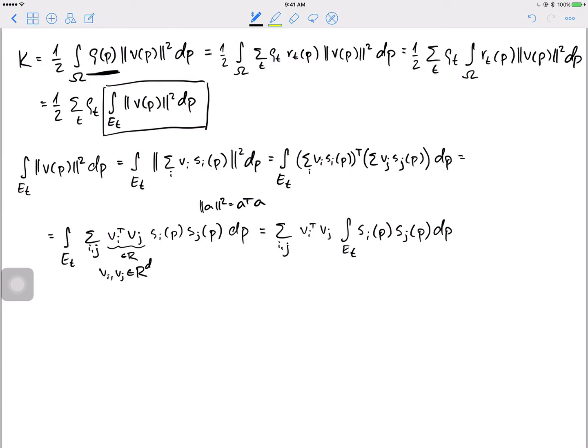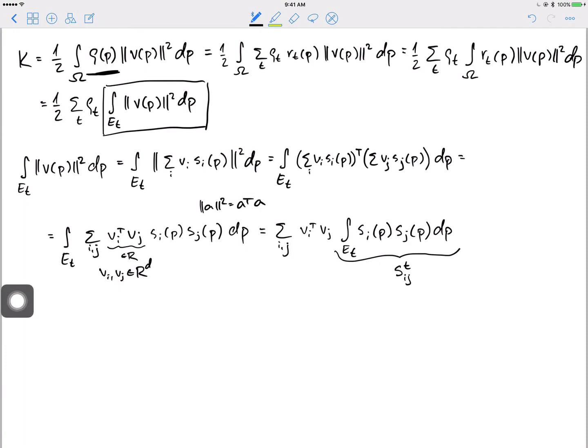Do you agree? Cool. So this thing no longer depends on my velocity samples. This depends just on the geometry. It depends on the geometry of the triangle or tetrahedron and on the particular shape functions. So this doesn't care about the velocities of the object. So we can pre-compute this, and we can call this Sijt. The t is there because that belongs to element t.